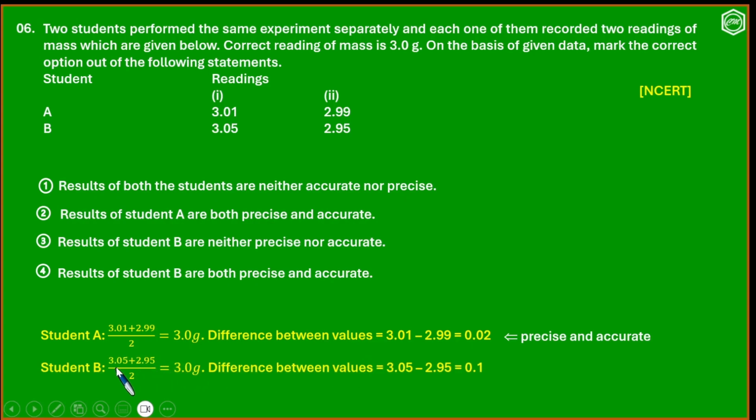Now student B, the average is 3.05 plus 2.95 by 2. That again is 3.0 gram. So the value is accurate, but the difference between his values is 3.05 minus 2.95 equals 0.1. And that is much higher compared to student A. So his measurement is accurate but not precise. So the correct answer is the results of student A are both precise and accurate. That is the correct answer.